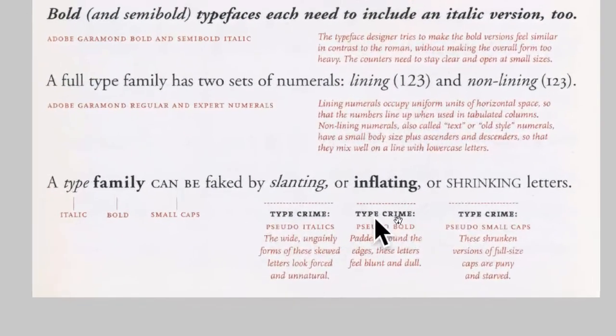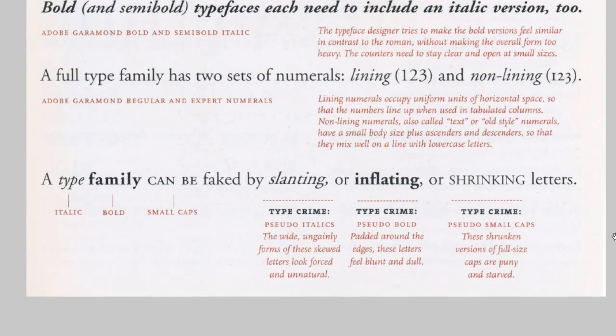So the type crimes that they mention in here, you can see these type crimes. One is slanting, that's creating oblique fonts. Another is inflating. So instead of creating your own unique bold typeface set with good spacing, inflating is just putting an outline on the fonts, and what happens is it really shortens up the space, and it also looks a little bit dull compared to this. This just looks richer than this.